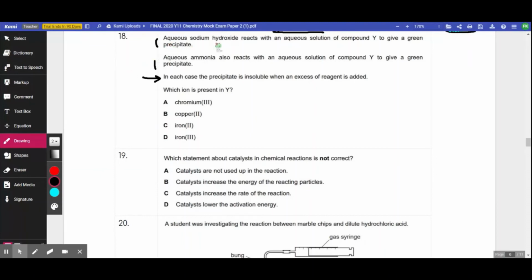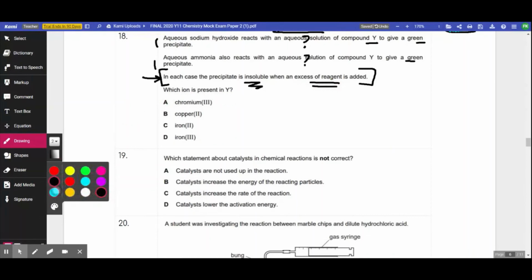So we've got aqueous sodium hydroxide reacting with an aqueous solution, and we don't know what this solution is. It's compound Y, whatever that is, to give a green precipitate. Aqueous ammonia also reacts with an aqueous solution of compound Y to give a green precipitate. So we've got green precipitates coming out from both. The important detail is this one: in each case, the precipitate is insoluble, so it will not dissolve when an excess of reagent is added. That's the giveaway, because iron 2 and chromium 3 both give green precipitates.